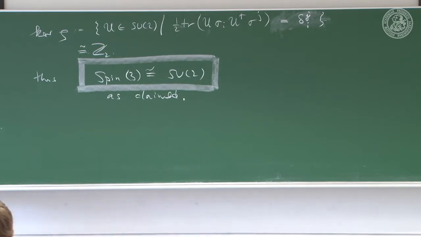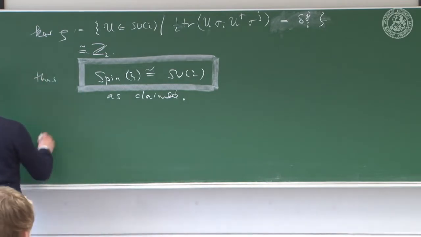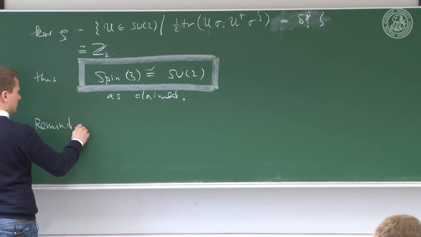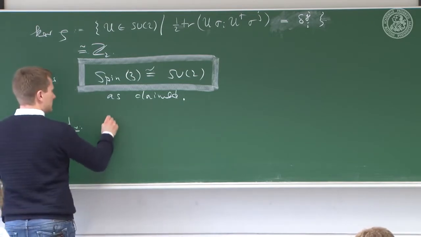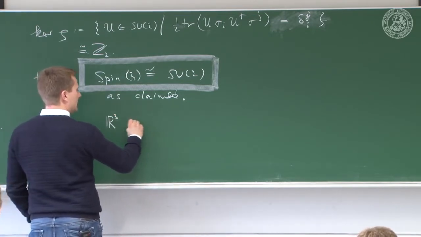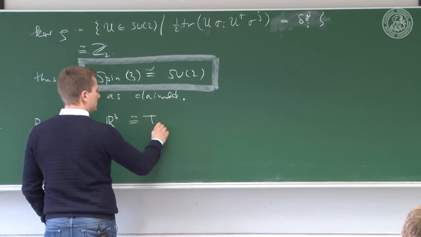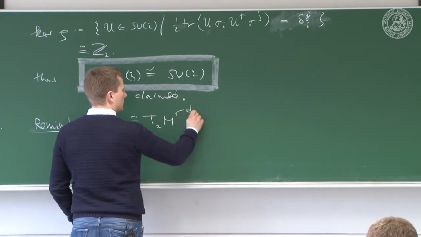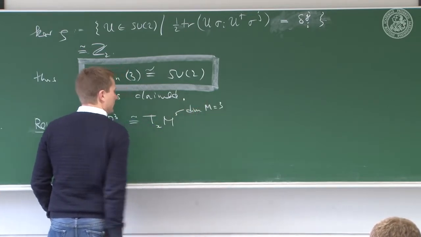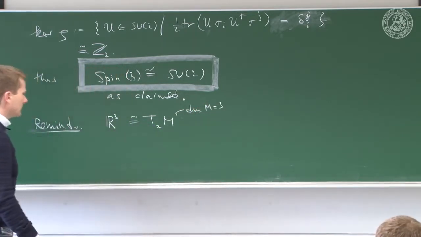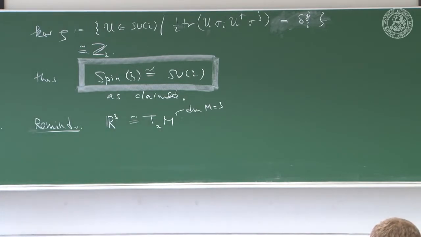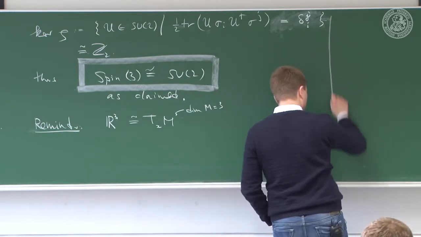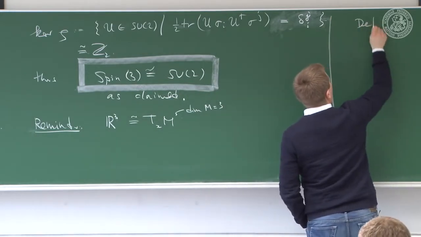Okay. So again, reminder, the R3 is to be understood as the tangent space at some point of a three-dimensional manifold in everything we did so far. And now we want to put this over an entire manifold. So we make the following definition.